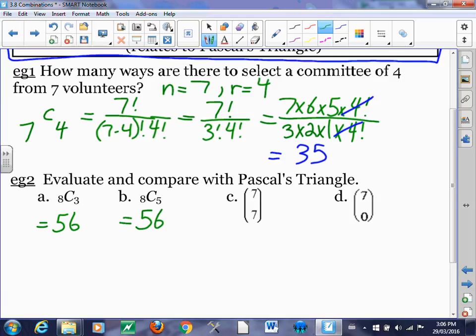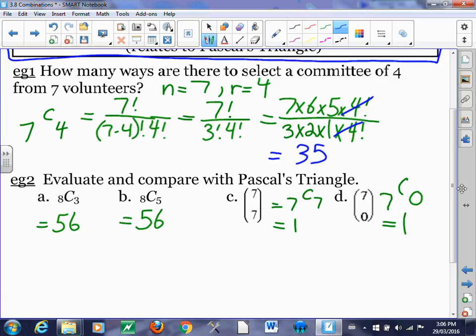Pretty cool, eh? Now, this one's kind of funny. It's 7 combination 7, or 7 choose 7. But guess what? If there's 7 people in a group and you need all 7 of them, there's only one way to choose them. You choose them all. Okay? And the last one, if I have a group of 7 and I'm going to choose nobody, guess what? There's only one way to do that, and that's by choosing nobody. None of you are included in the group, which isn't very nice, but you know. All right.